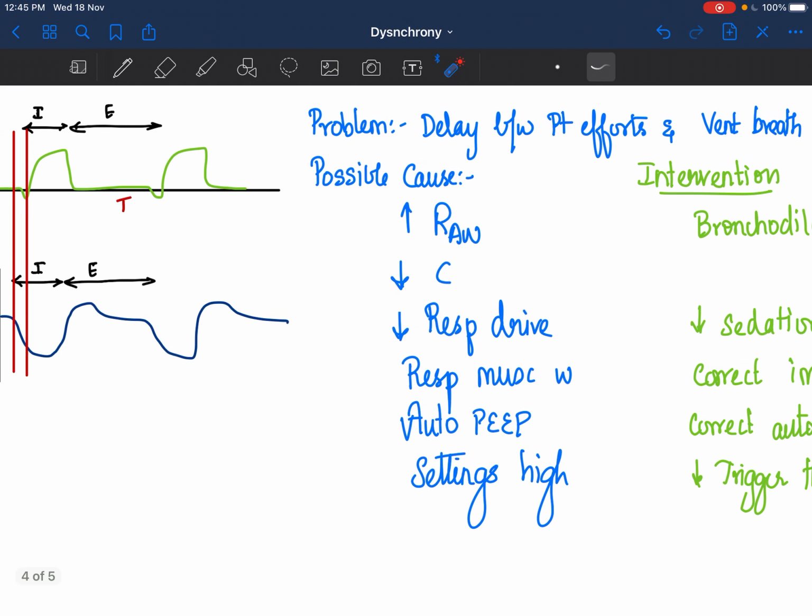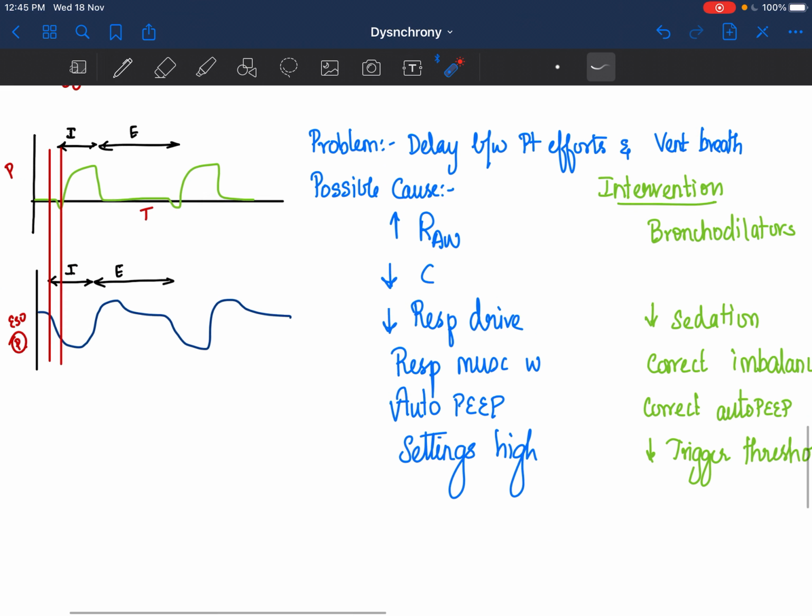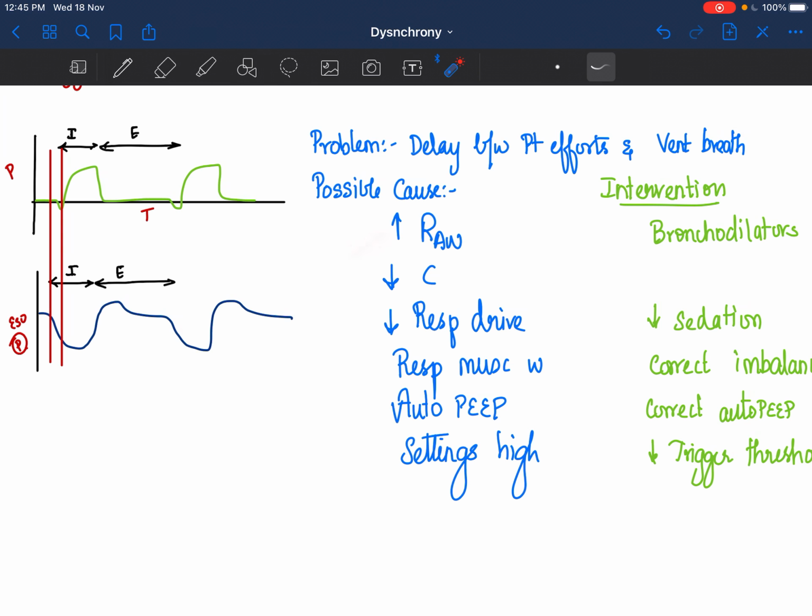Again, the possible causes are very similar to that of your missed trigger. Increased resistance in the airway, decreased compliance, decreased respiratory drive of the patient, muscle weakness in the respiratory system, auto PEEP, or the settings that you have set is too high. So, how can you intervene? If there is too much resistance, give bronchodilator so that the airways dilate. If the patient is having decreased respiratory drive due to too much sedation, then reduce the amount of sedation that you are giving. If the patient is having an electrolyte imbalance resulting in respiratory muscle weakness, correct those electrolyte imbalances.